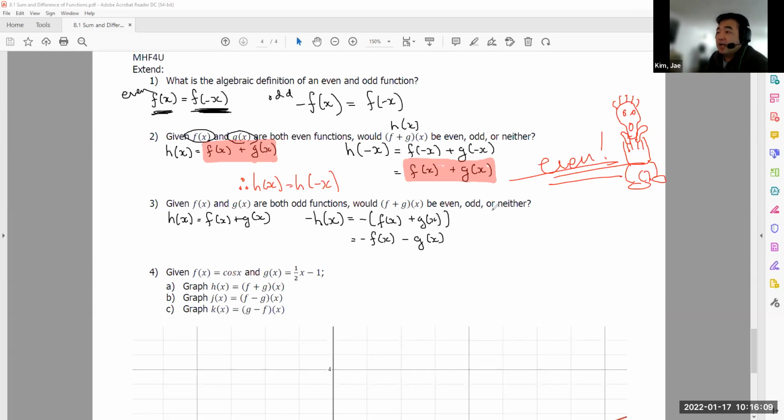Next, I have a negative x plugged into the function. And by superposition principle, that is the same as this and that.